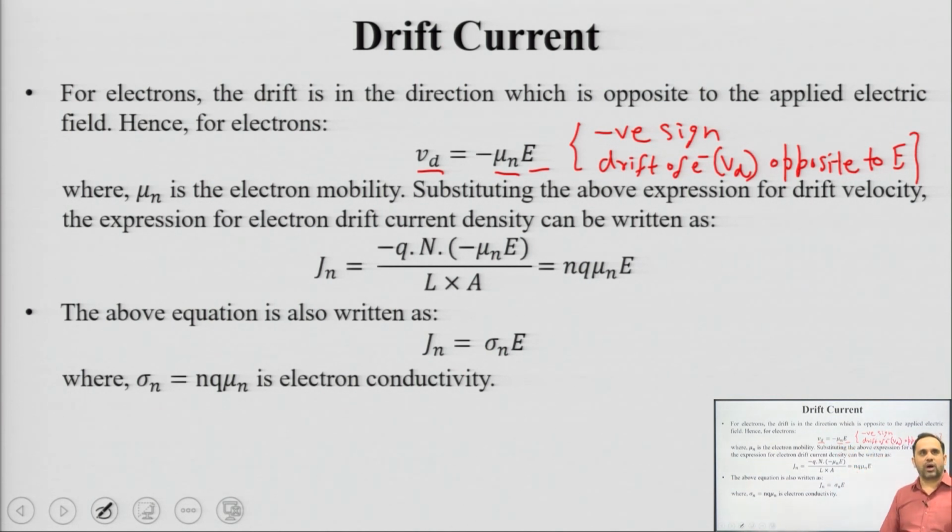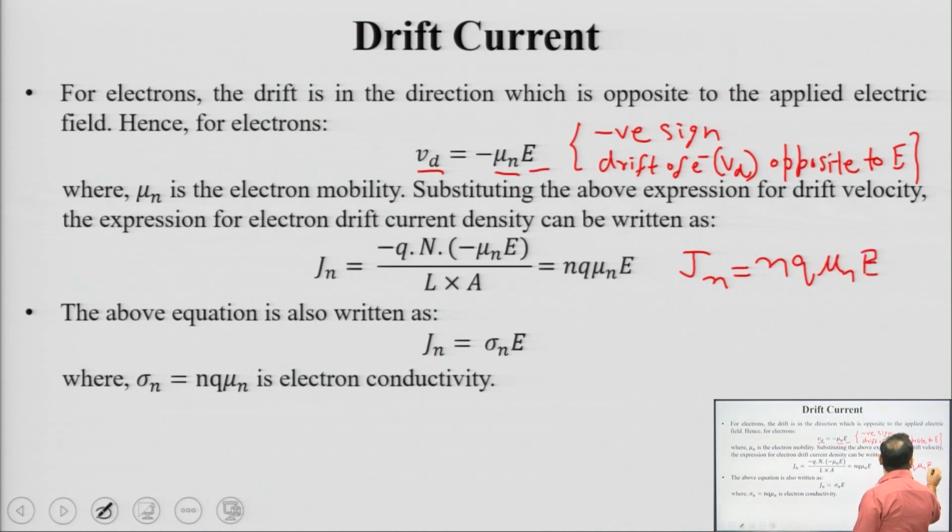Initially I had this equation, and I also have this equation. These two equations I combine and I come up with an expression where I can say that the electron drift current density is equal to n q mu n times E. n is electron concentration, q electron charge, mu n mobility of electrons, E is the applied electric field.